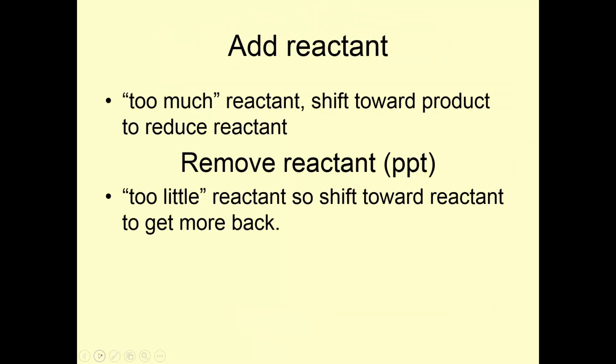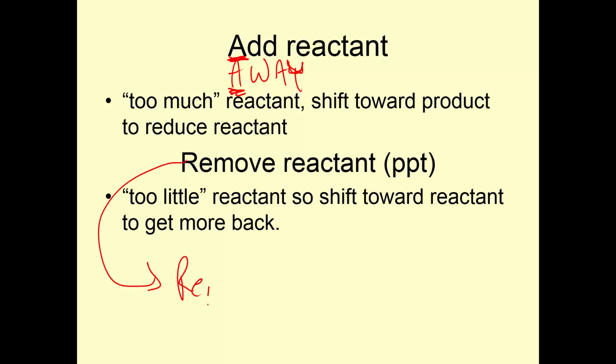If I add a reactant, then you have too much reactant, so it shifts towards the product to reduce the reactant. So instead of towards product, I'm even going to say, if you add reactant, add away. I don't know how you could remember that. Add away. Add away. If you remove, you want to replace. Okay? You have too little reactants, so shift towards reactant.